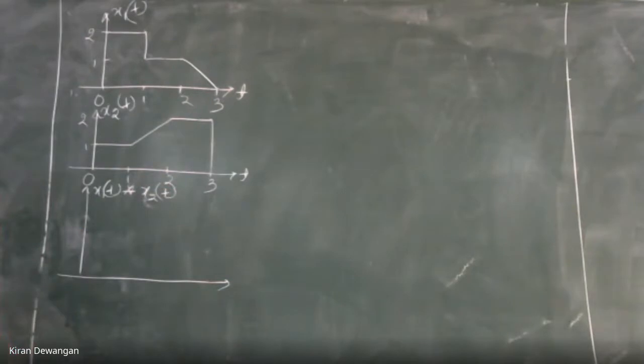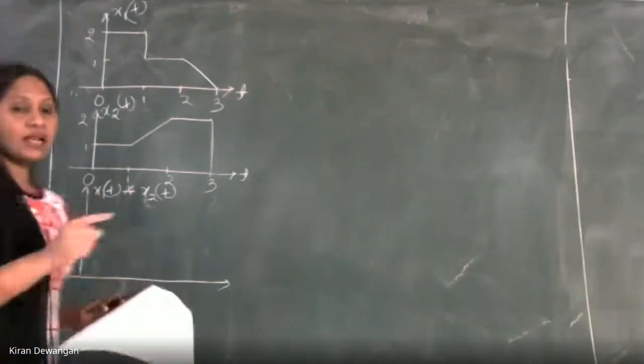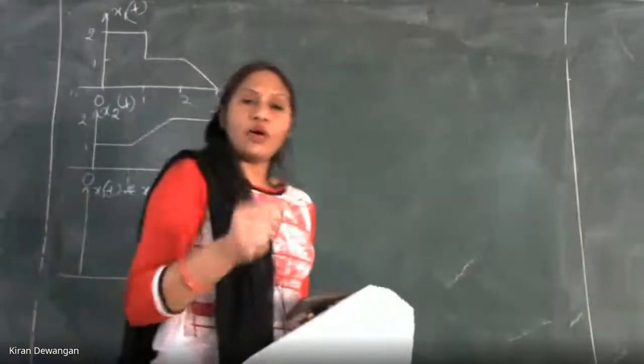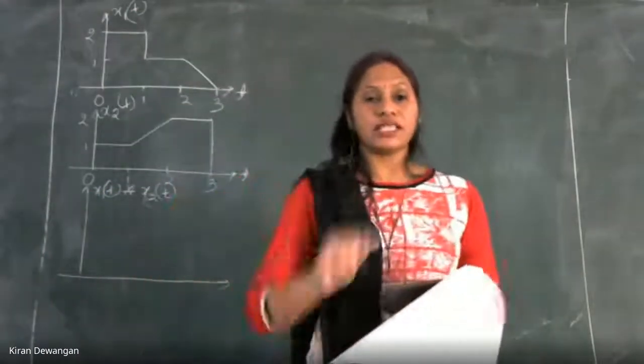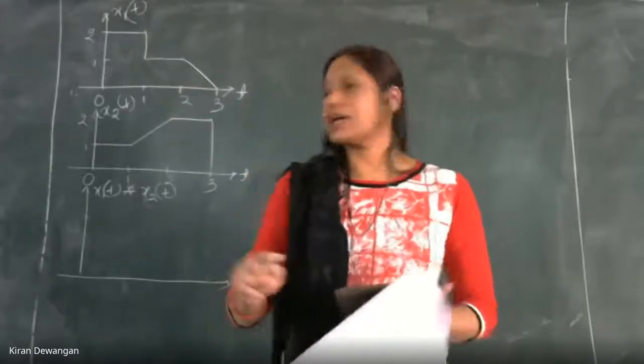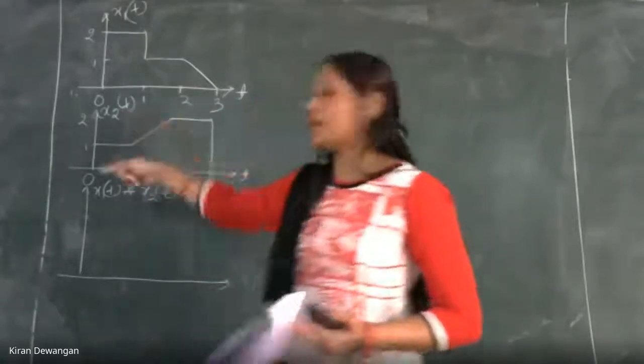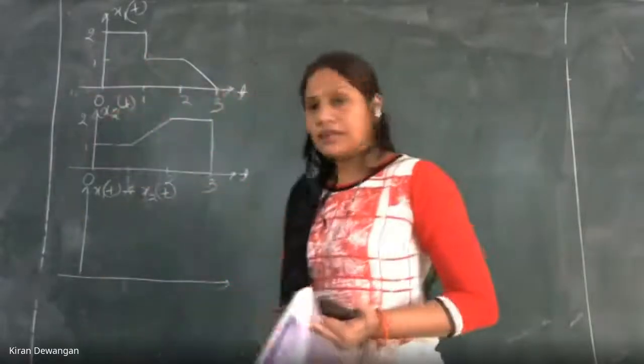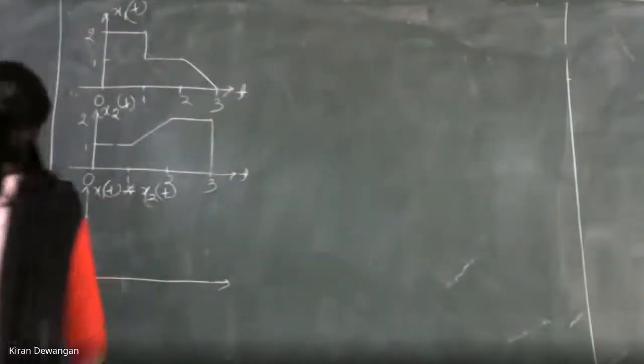Clear? x1(t) into x2(t). So how can we perform this? Definitely, again, similarly as we have done addition, we will be performing multiplication. जैसे addition हुआ है वैसे ही multiplication करना है. We have to multiply the individual values, the respective values at t. Clear? So we'll be multiplying it.